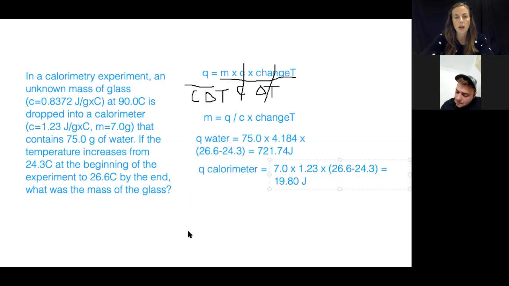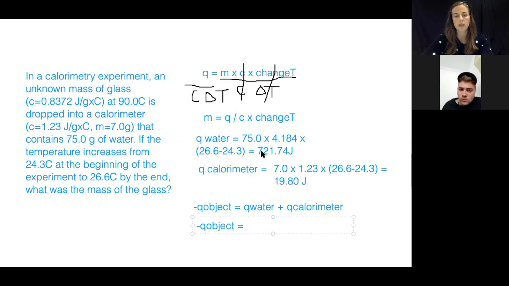Okay, so now I have Q of the water, Q of the calorimeter, and I have to use the other equation that we had in this module, which was negative Q of our object is equal to the Q of the water plus the Q of the calorimeter. So I'm just going to plug it in. So Q of the water was 721.74 plus 19.80. And that's going to give me negative, because there is a negative sign. I'm just going to add it up.